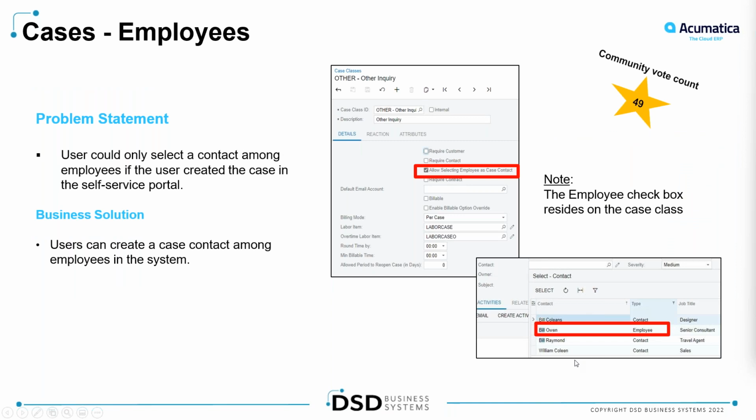Lastly, this one has been super helpful. It doesn't arise a lot, but there are occasions where this is really, really important. So let's say a case comes into my support tool, into my CRM cases, and by case class we can now allow selecting employees as a case contact. So maybe a case comes in for a client, but my contact is another internal person, possibly development, or possibly somebody else within the organization.